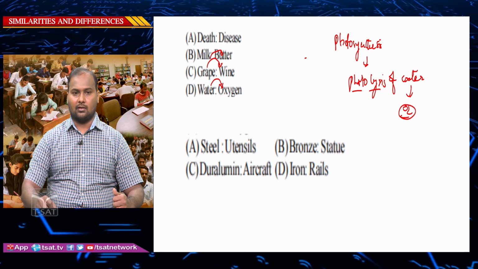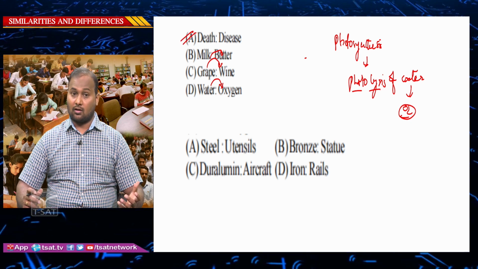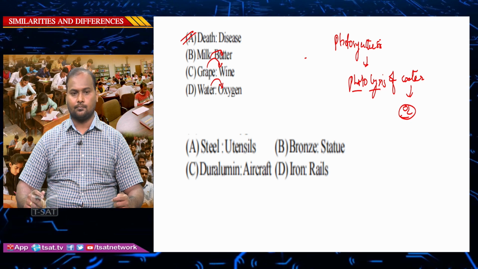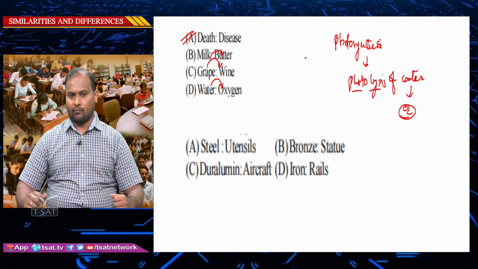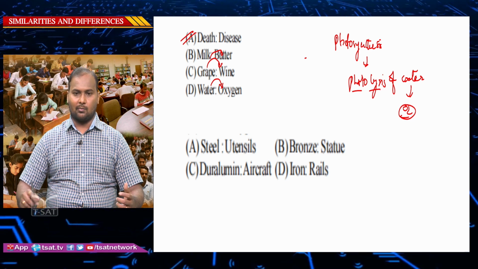And finally, what is the answer? Death and disease is the answer. Okay, because death is caused or may not be caused by the disease. Next question. If you see the next question, to solve this question, one should know about chemistry.